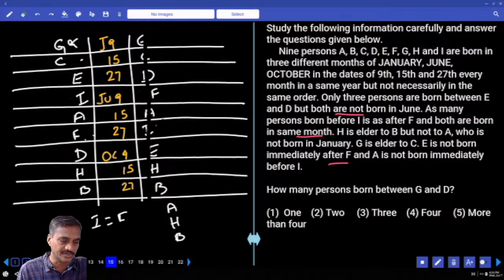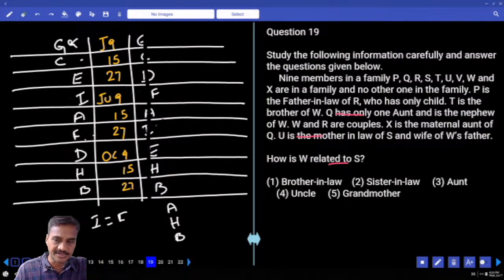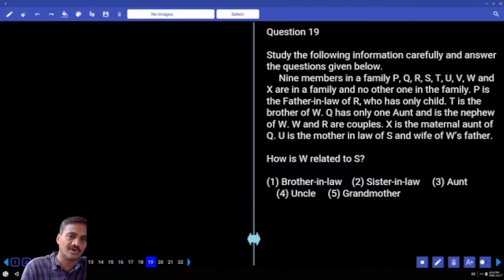The next one, 19 to 21. Now in this 19 to 21, how many members are there? There are some 9 members in a family: P, Q, R, S, T, U, V, W and X, and no other member in the family. P is the father-in-law of R.